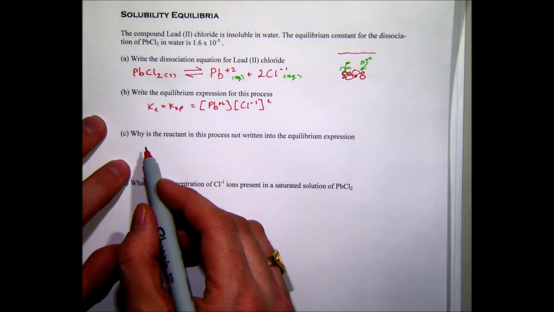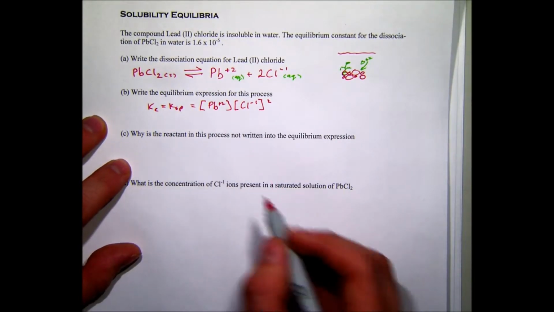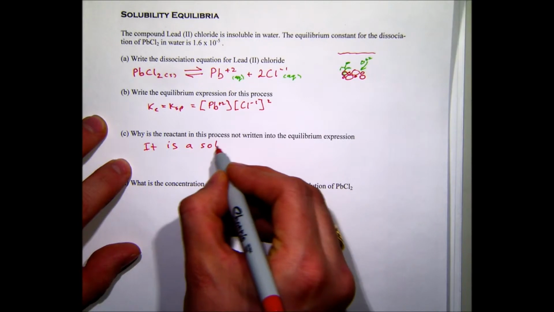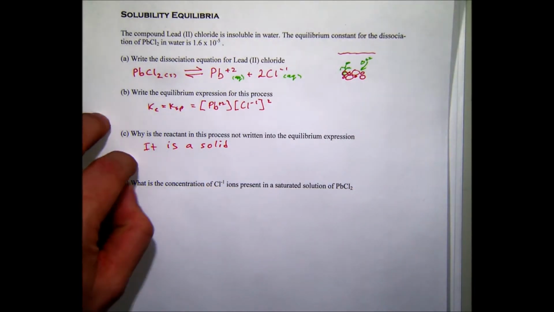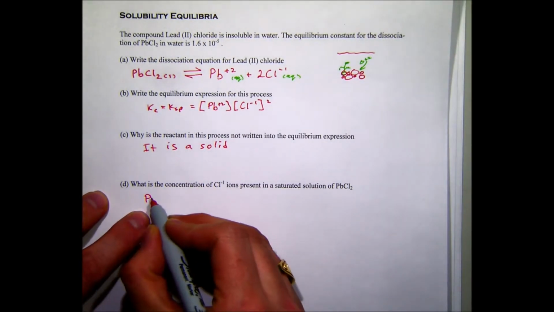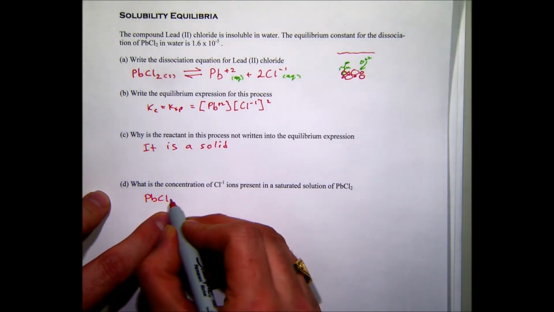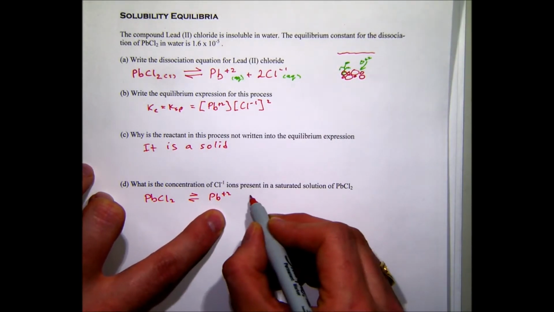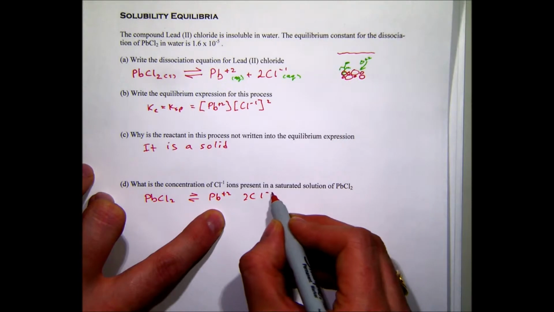So question C says, why is the reactant in this process not written? We can just write it is a solid, which is never included in equilibrium expressions, of course. So what is the concentration of chloride ions present in the saturated solution of lead chloride? So we can do this, we can write this all the way out if we want to make our lives a little bit clearer, hopefully.